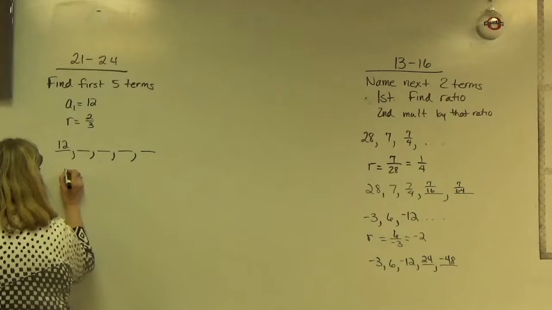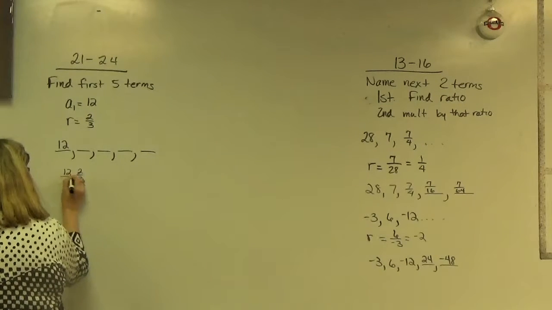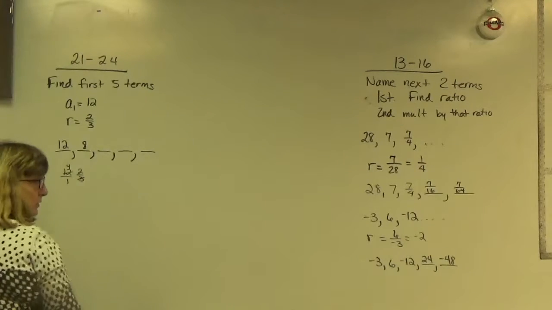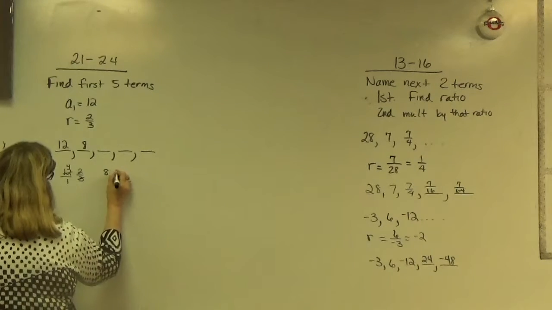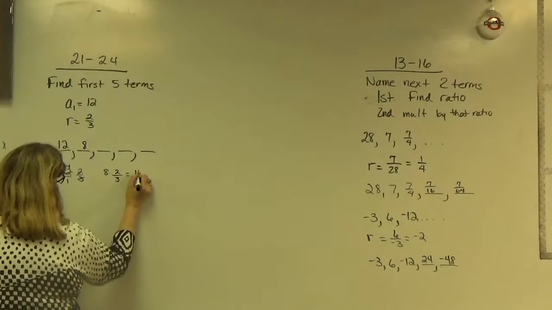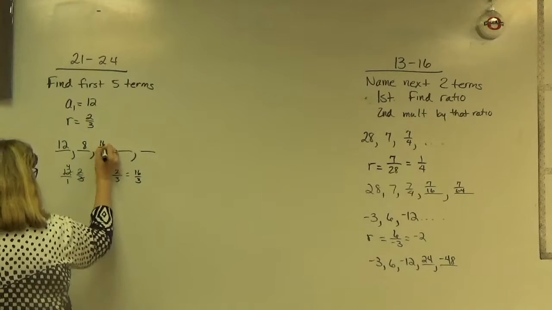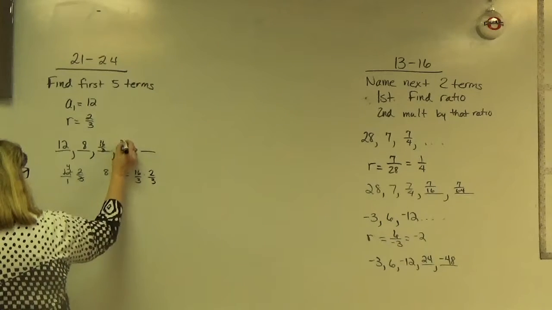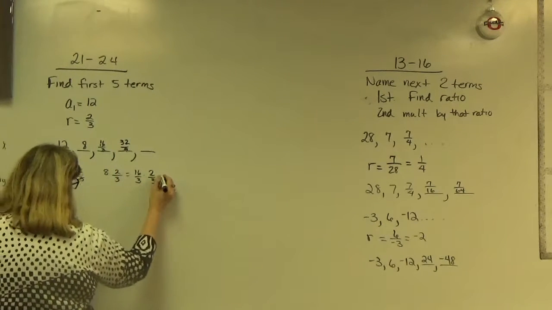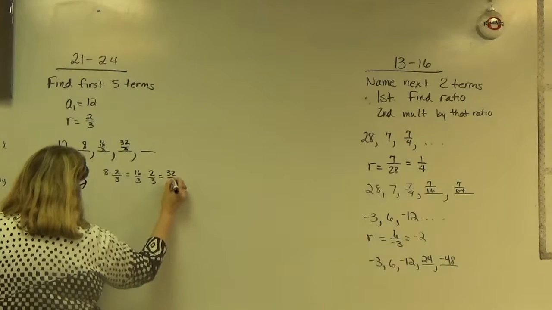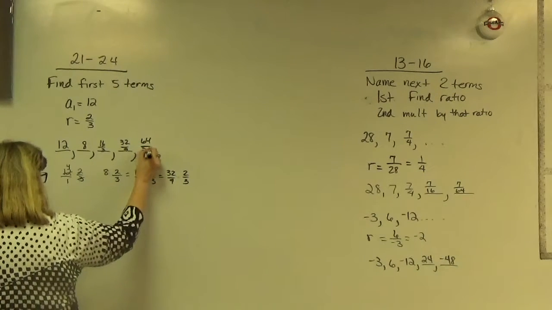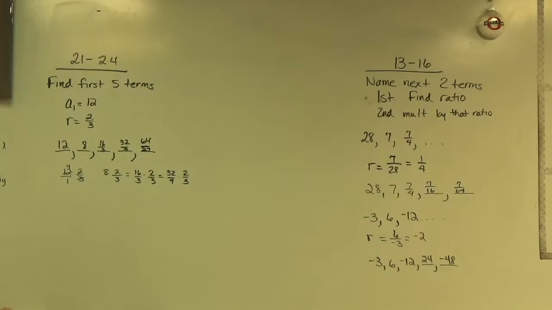So our ratio is 2/3, so I'll do the good old fashioned way. 3 goes into 12 four times, so I'm going to get 4 times 2 is 8. Then 8 times 2/3, 16 thirds. I'll just keep it here and multiply. Times 2/3 would be 32 ninths. Now that times 2/3, 64 over 27. They're very agreeable with those values.